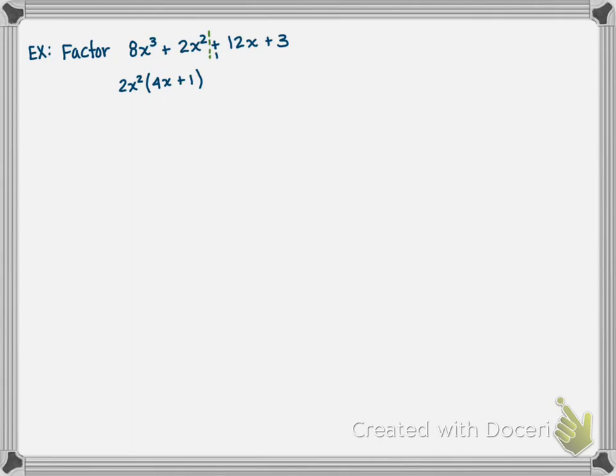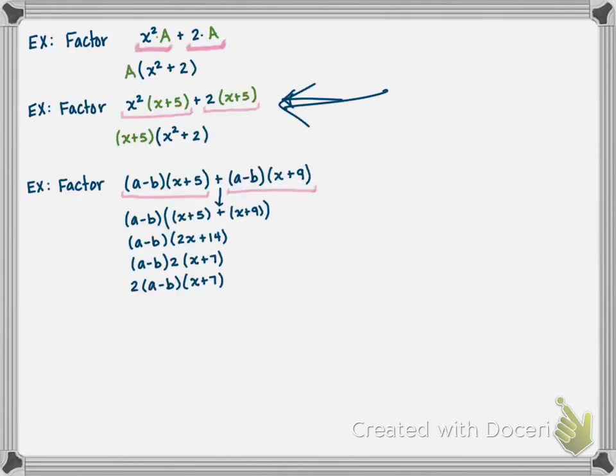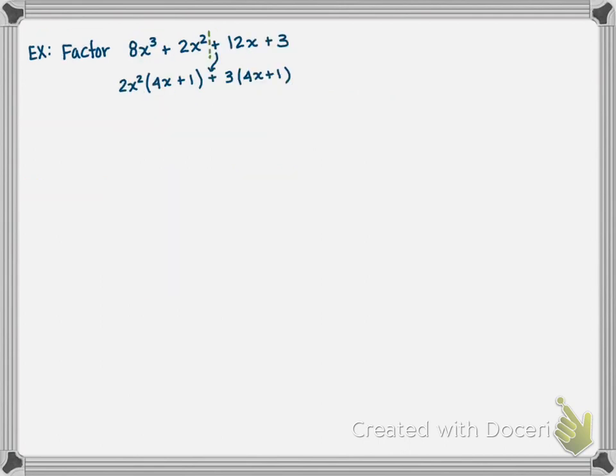And then the operation between your groups always stays the same. So in this case, it's addition. And then 12x plus 3, those two terms have a common factor of 3. So we'll pull that out, and we get 4x plus 1. And now we are back in the same situation we were in back here, right? We have two terms. So each one of our groups is a single term. And then our two terms have a common binomial factor of 4x plus 1. So I'm going to pull that 4x plus 1 out.